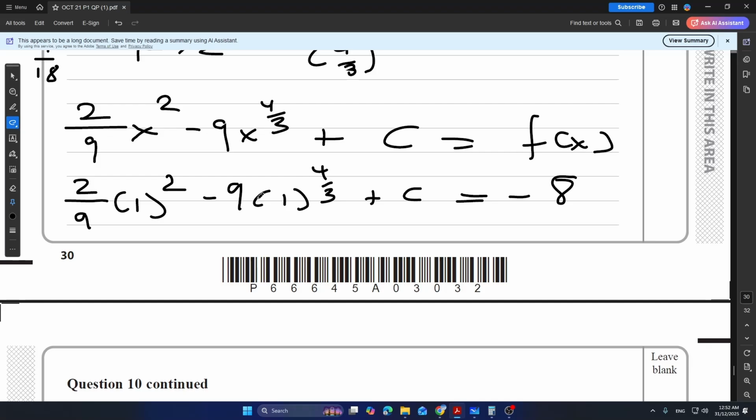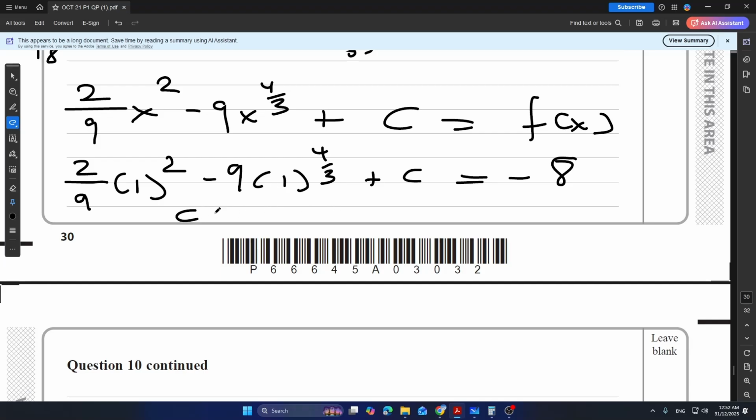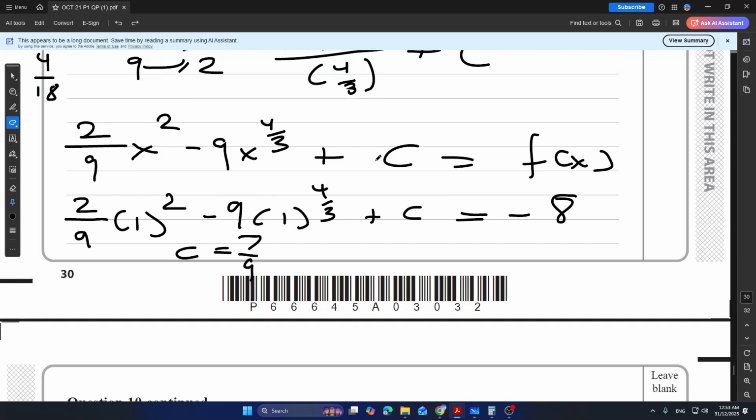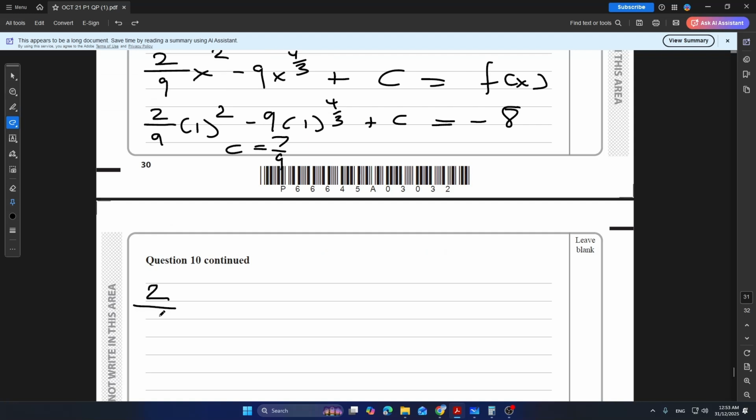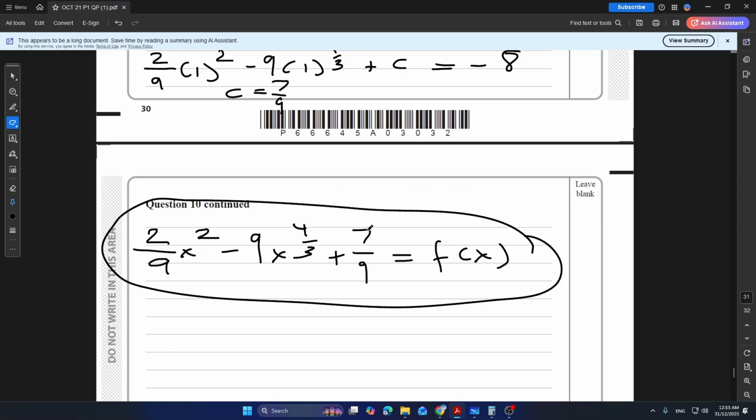Minus 8 plus... So we get 7 by 9. So c equals 7 by 9. We're just going to rewrite this equation, the same one, but the plus c we will write as 7 by 9 because we found c is 7 by 9. So 2 over 9 x squared minus 9 x power 4 over 3 plus 7 by 9 equals f of x. This is our answer, and this is the last question of the paper.